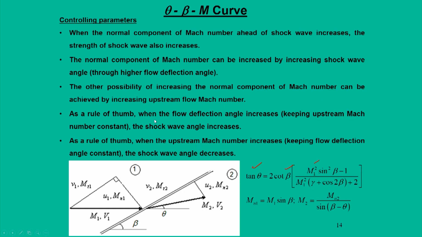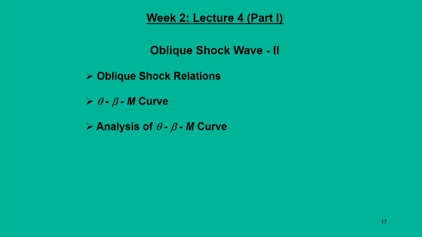So, as a rule of thumb, when the flow deflection angle increases, keeping upstream Mach number constant, the shock wave angle increases. When the upstream Mach number increases, keeping flow deflection angle constant, the shock wave angle decreases. So, these are the main important controlling events that we can use to change the shape of the oblique shocks. So, this is part 1 of the lecture. Now, I will cover part 2 of this lecture.